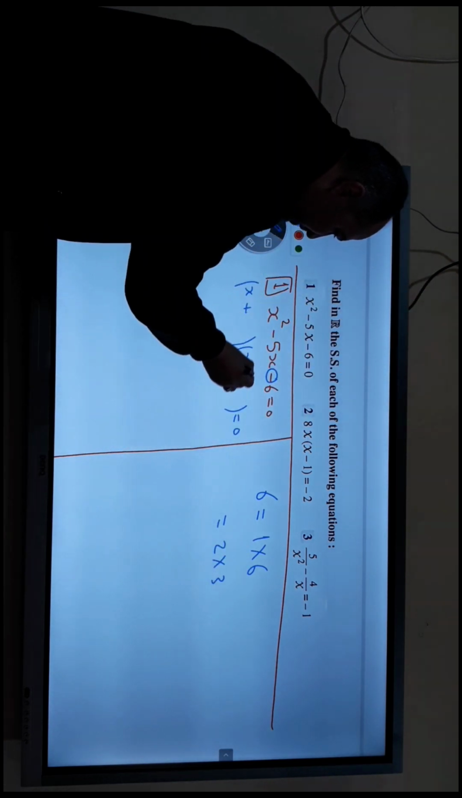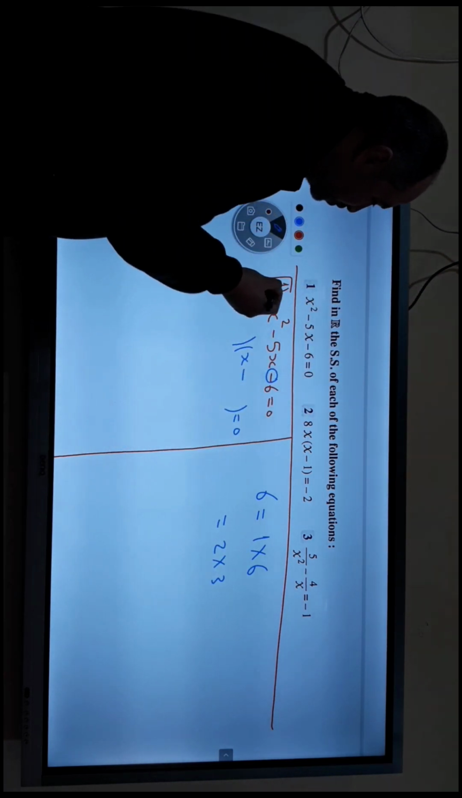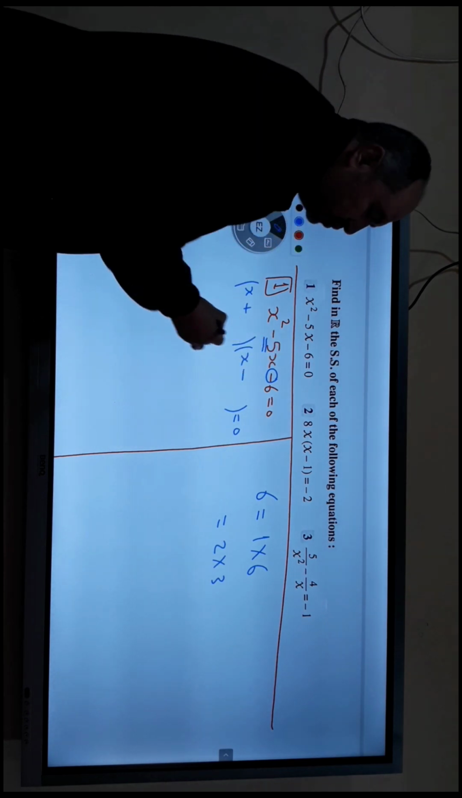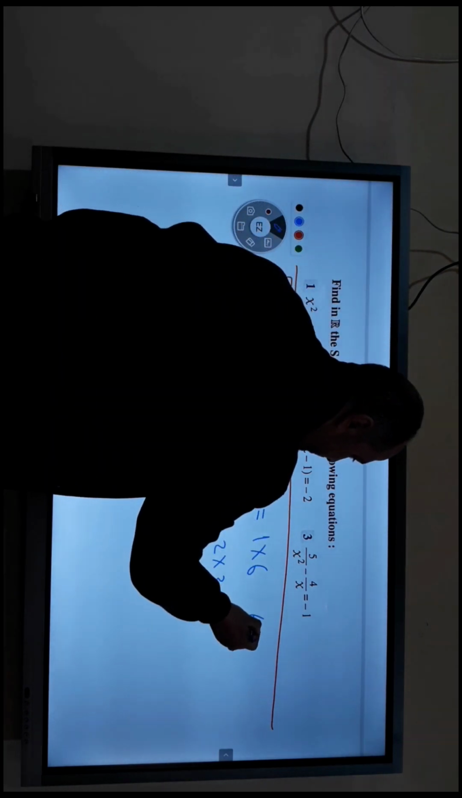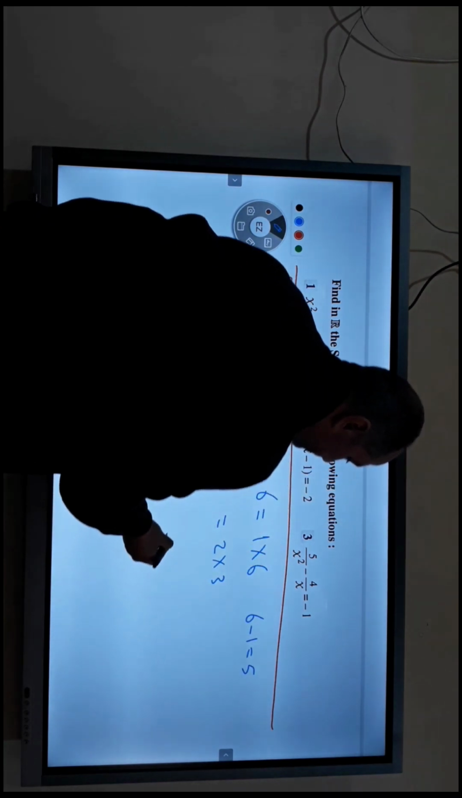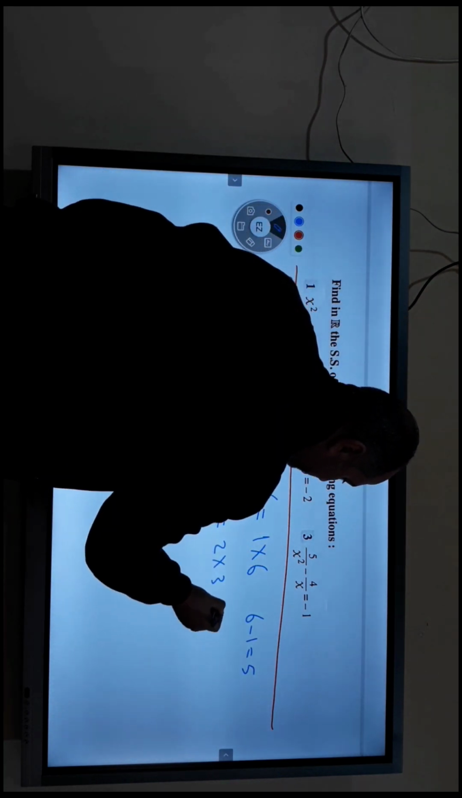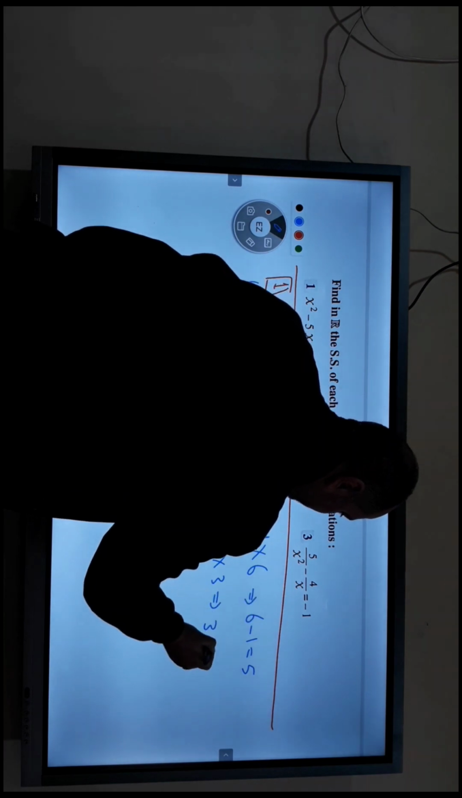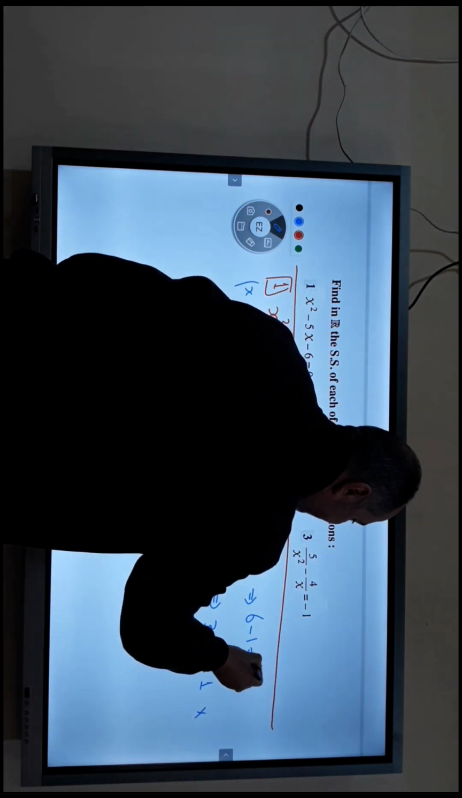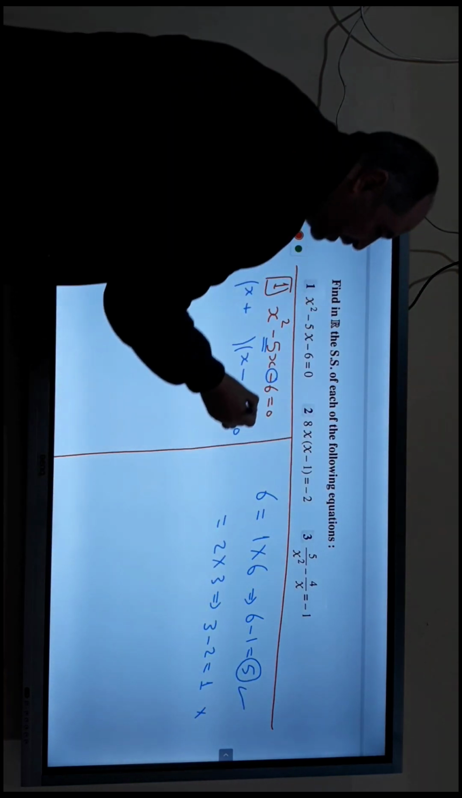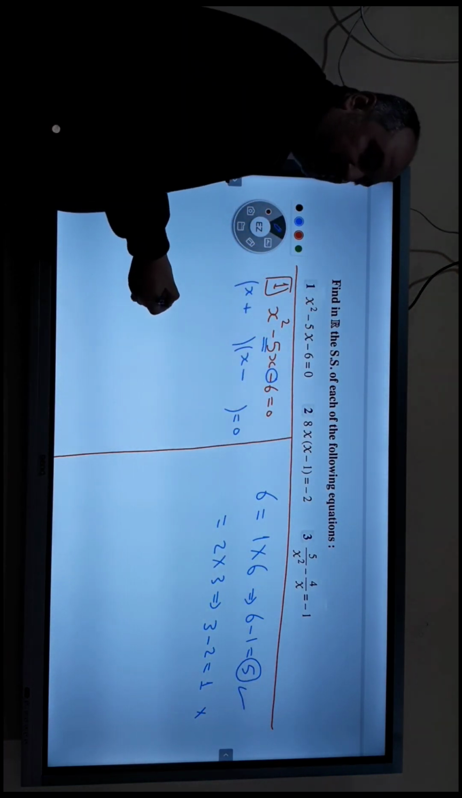How to find these numbers? I want the difference to be equal to 5. Then 6 minus 1 is equal to 5. But 3 minus 2 is equal to 1, it is wrong. Then 5 is right. Then we have 6 and 1.